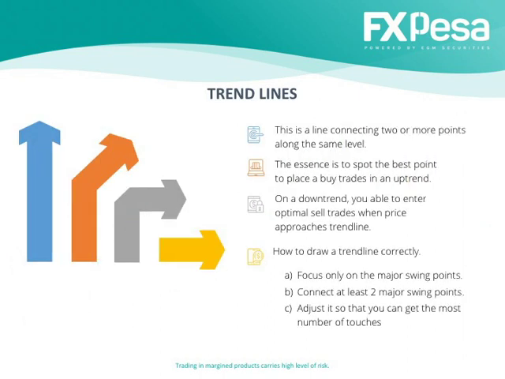Trend lines. This is a line connecting two or more points along the same level. The essence of a trend line is to spot the best point in which to buy trades in an uptrend. On a downtrend, you are able to enter optimal sell trades when the price approaches the trend line. How to draw a trend line correctly?